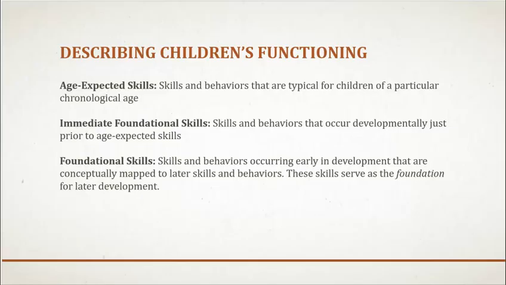So as I said before, there are age-expected skills. So those are skills and behaviors that you expect the child to display based on their age. Immediate foundational skills, which are skills and behaviors just below what you would expect them to be doing based on their age. And foundational skills, which are skills that are much lower than what you would expect the child to be using based on their age.